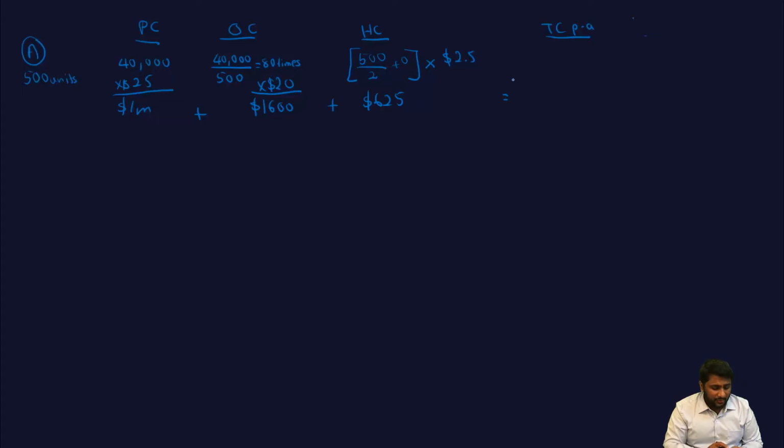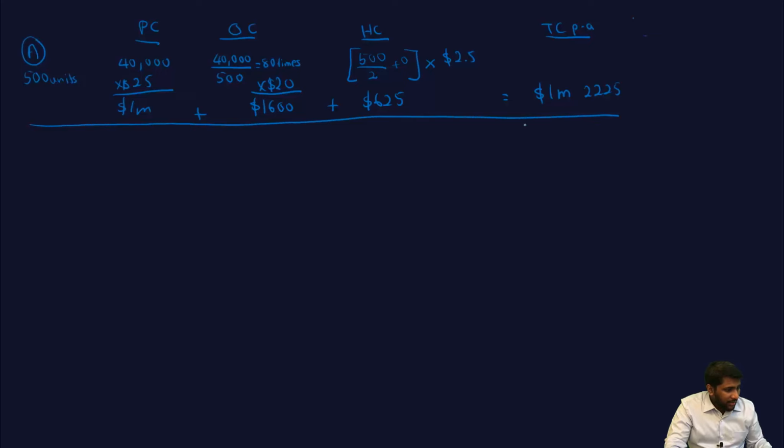So if you proceed according to manager A's opinion, your total cost will be how much? $1,002,225. That is if you proceed according to manager A's opinion. Okay. Now let's see, according to manager B's opinion, what will be your total cost?